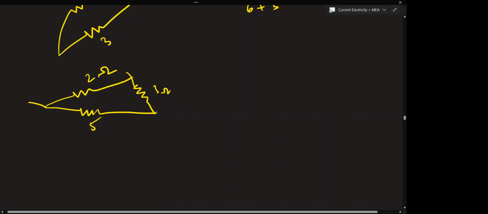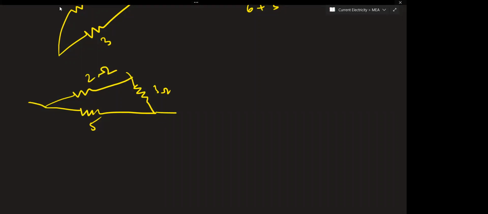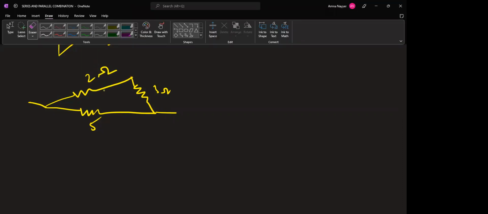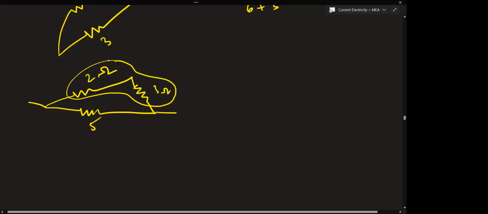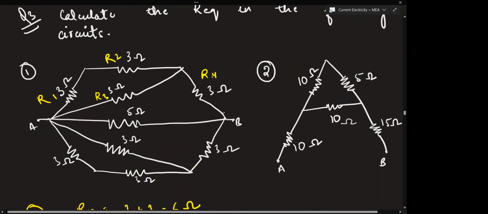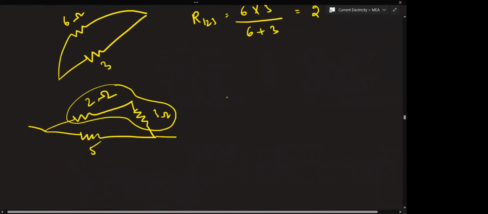Since there is a wire here, just check both of them. These two are connected in series because this is a single wire. This becomes 5 ohm. Let's name this R4. So now the net resistance will be 2 plus 3. That gives you 5 ohm.